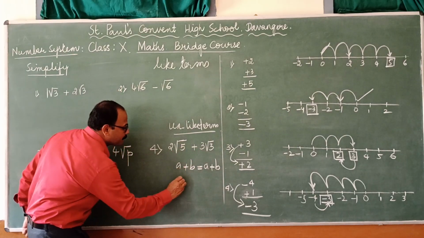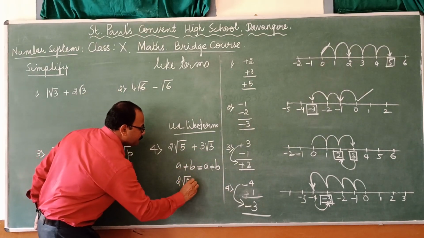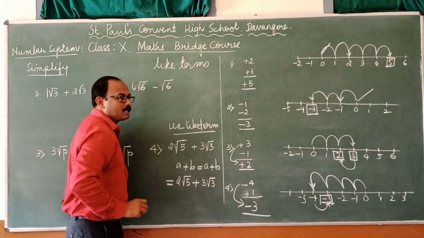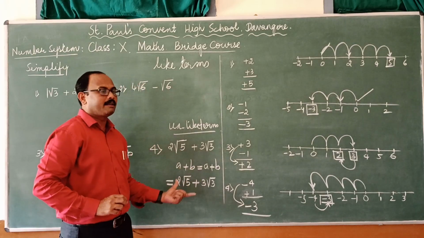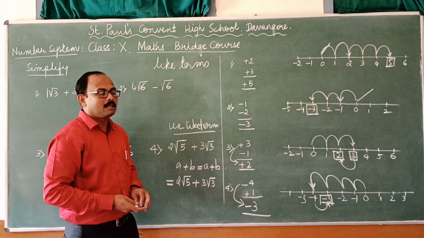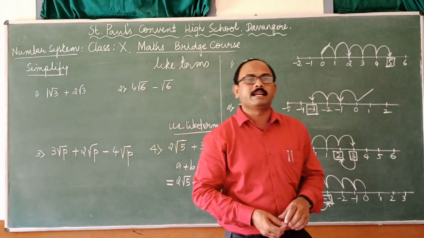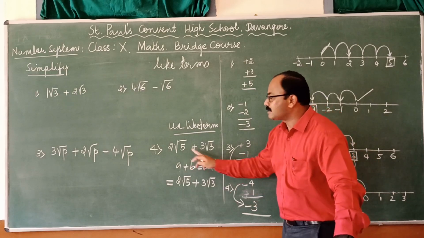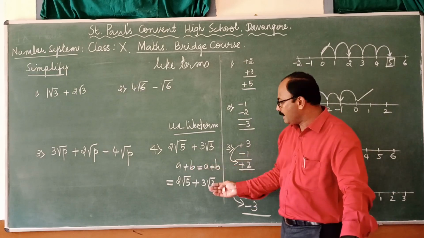So its answer becomes 2 root 5 plus 3 root 3 only. That's all the answer for the fourth one. Remember, the reason I have taken, children, we call them unlike surds or unlike terms, you remember. Unlike terms because the radicals are different. We cannot add something like this.